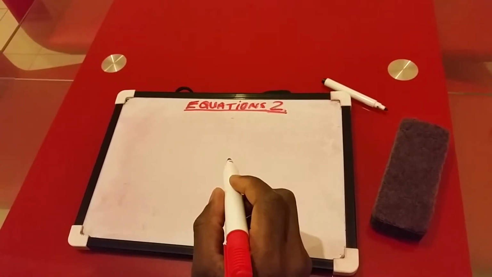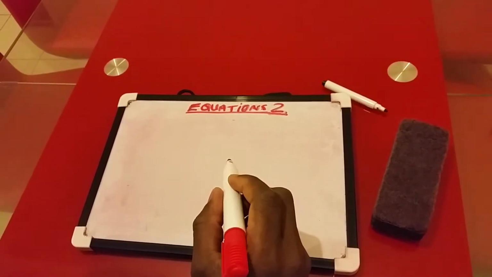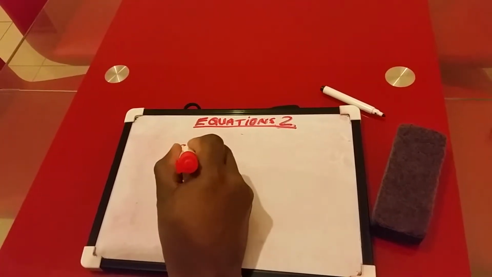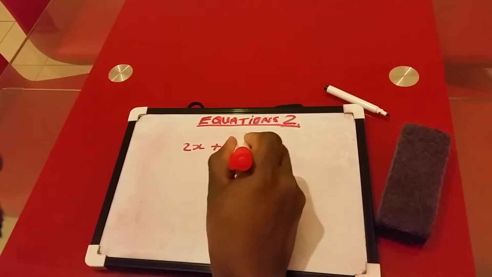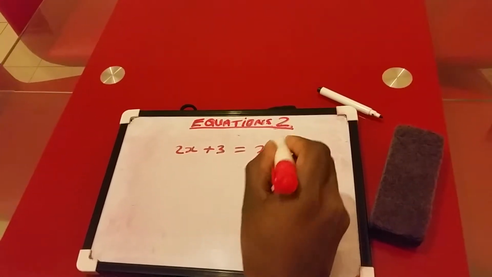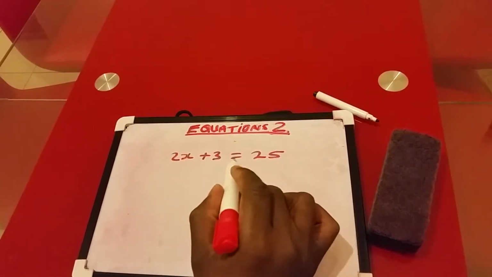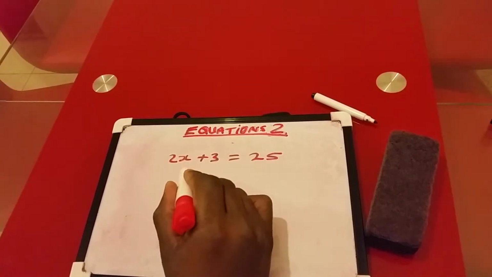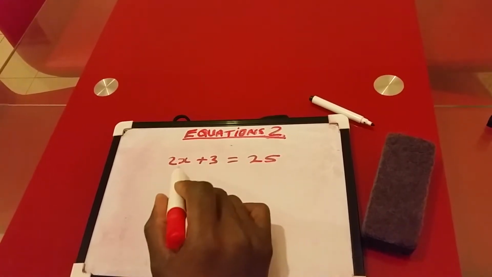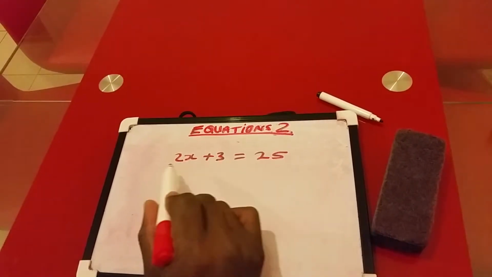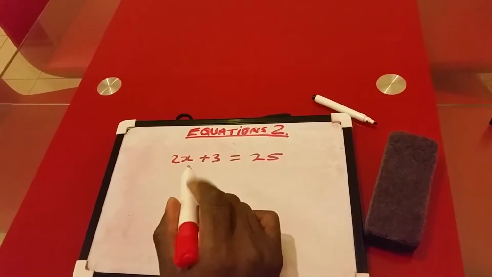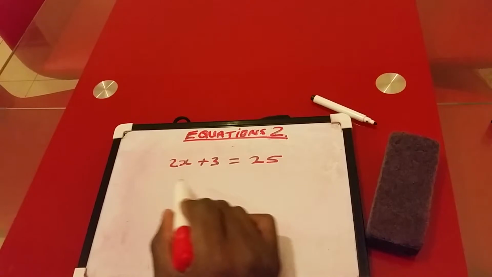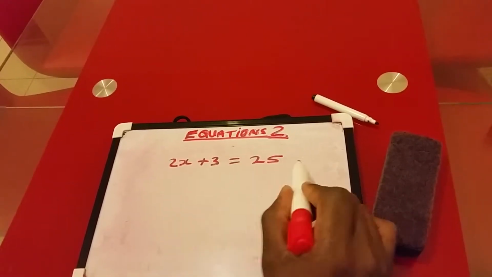Now the last time we looked at equations 1, where we looked at a normal linear equation such as 2x plus 3 equal to 25, and then we solve for x using a simple method. So today we're going to look at equations 2, whereby we complicate it a little bit more with unknown on both sides of the equation.